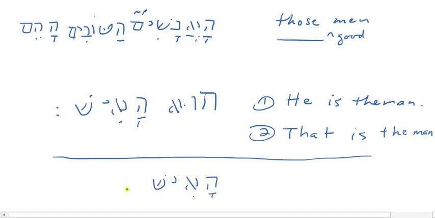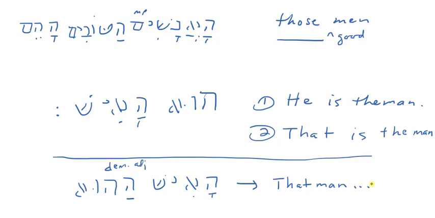Okay? On the other hand, if I have ha'ish hahu, there is only one possibility for it. What must that be? It must be the demonstrative adjective, right? Because only the demonstrative adjective gets the article on it. So I have to translate it as that man. And I'm not done. I must have some more to my sentence, right? That man did something. Or I love that man.